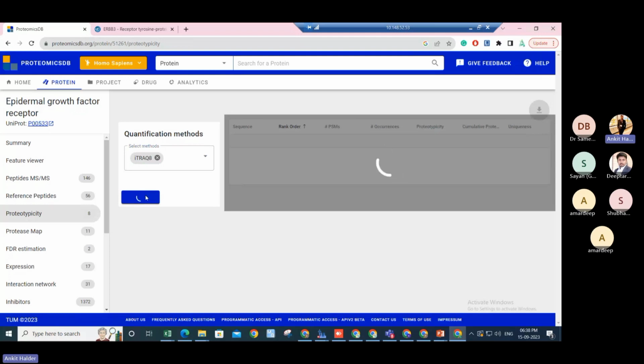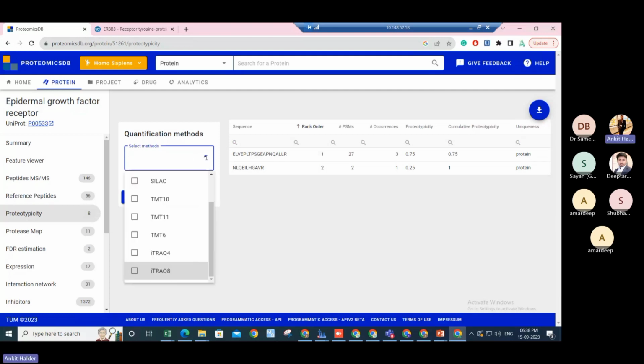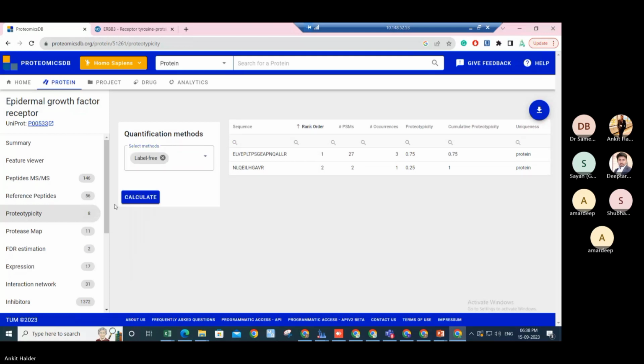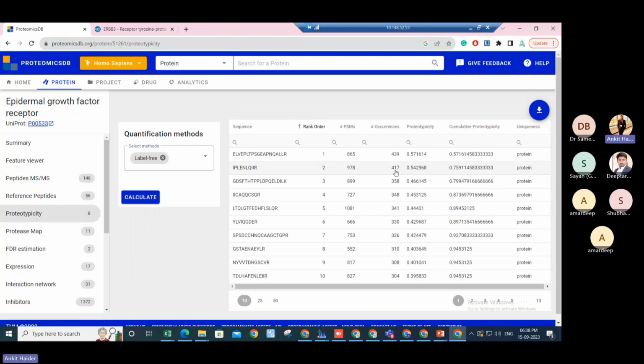I hope you all remember the label-based quantification methods, which include isobaric tags like iTRAQ or TMT, or cell-based, in vivo labeling like SILAC. So here you can see which are your particular peptides that would be required. Now, if you go for level 3, okay, here you can find it out.